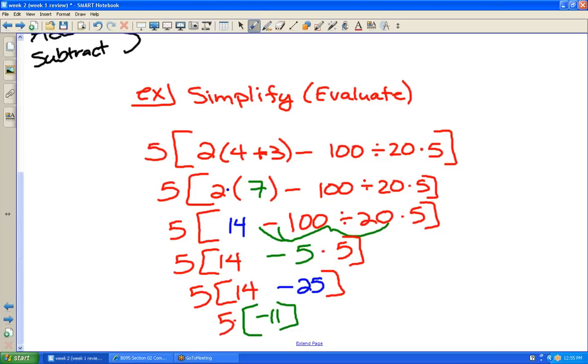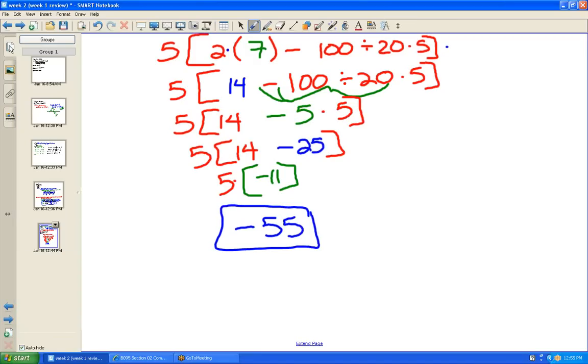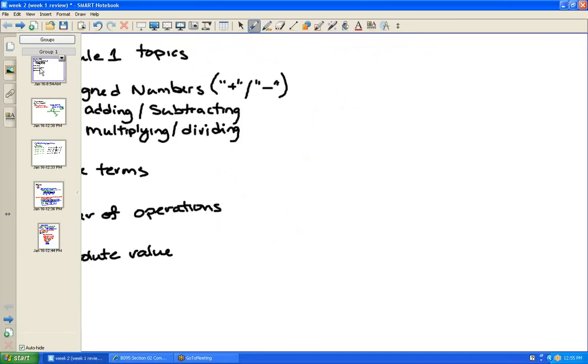Okay, so now I can actually do, remember there's a times sign here, 5 times negative 11. Positive times a negative is negative. And 5 times 11 is 55. Okay, so be careful. The division can sometimes be done before the multiplication. So I know if you want, we can do more examples, but I don't really think we need to. You'll get lots of practice with order of operations.